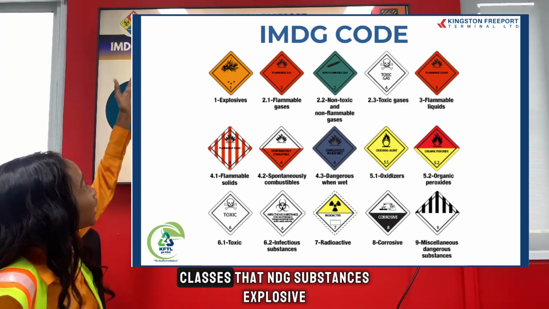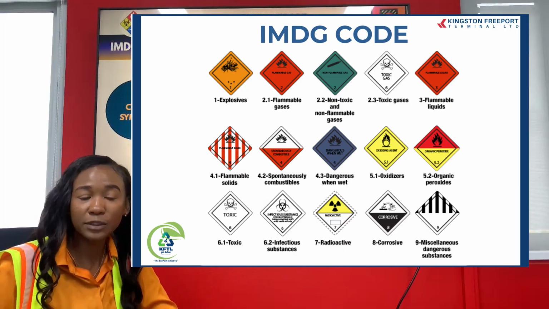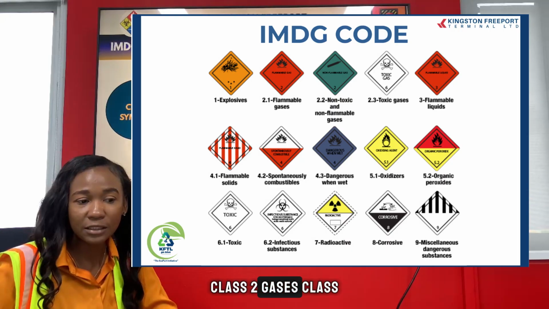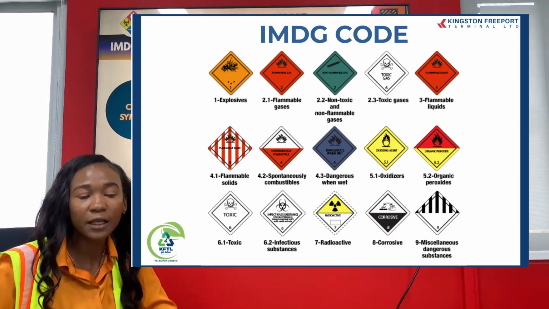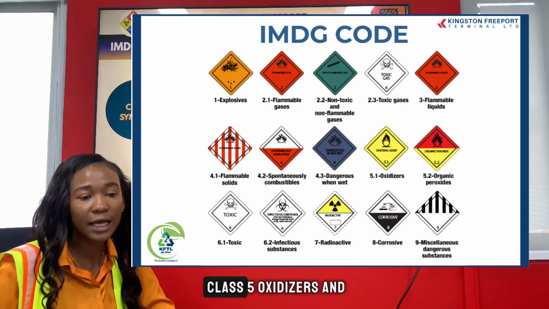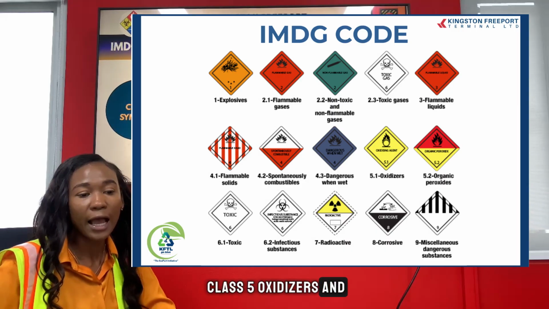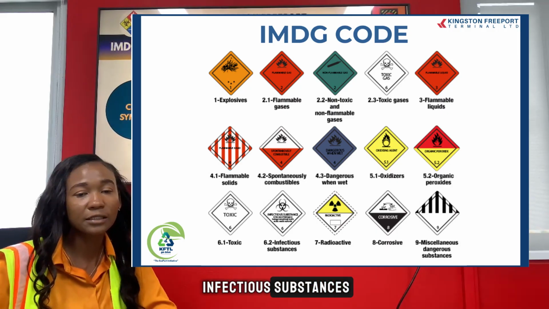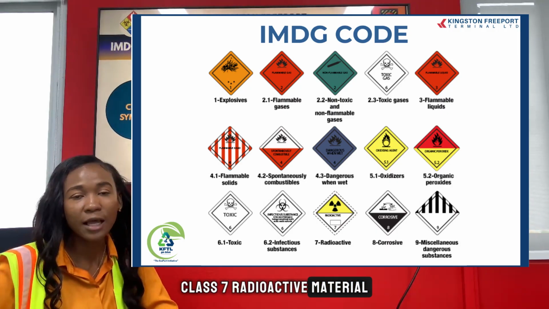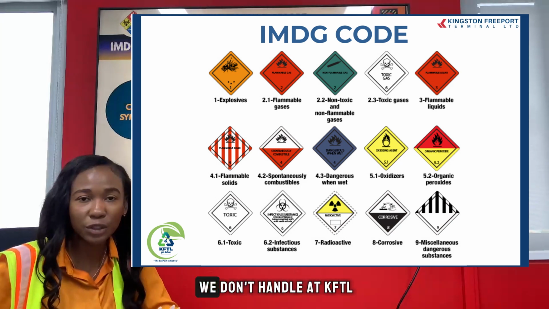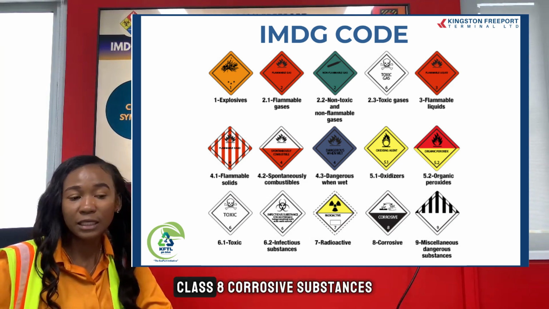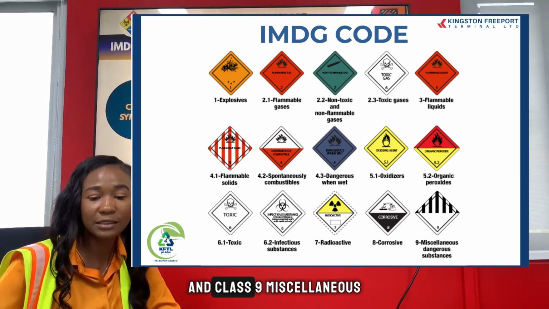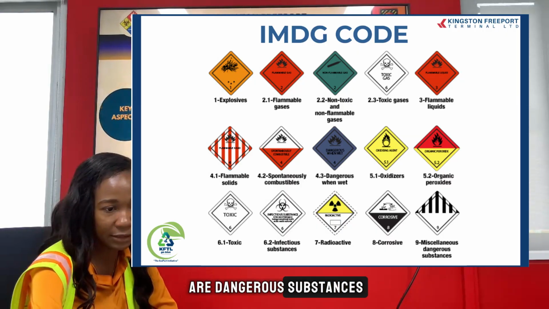There are 9 different classes of IMDG: class 1 explosives, class 2 gases, class 3 flammable liquids, class 4 flammable solids, class 5 oxidizers and organic peroxides, class 6 toxic and infectious substances, class 7 radioactive material, which is the only class that we don't have here, class 8 corrosive substances, and class 9 miscellaneous dangerous substances.